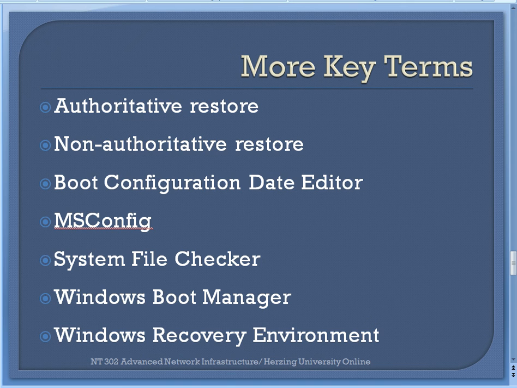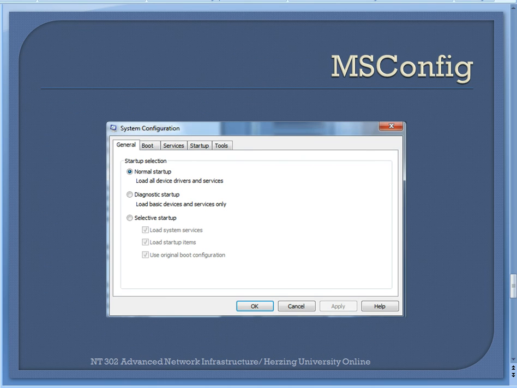Okay, so a couple of the key terms here that we've talked about are valuable tools for troubleshooting Windows systems, and I would like to take just a few minutes here to introduce you to them. The two tools that I would like to highlight here are msconfig and the Windows Recovery Environment. Okay, so first let's take a look at the msconfig tool. You can start up the msconfig tool by clicking on the Start button and then typing msconfig in the search bar.